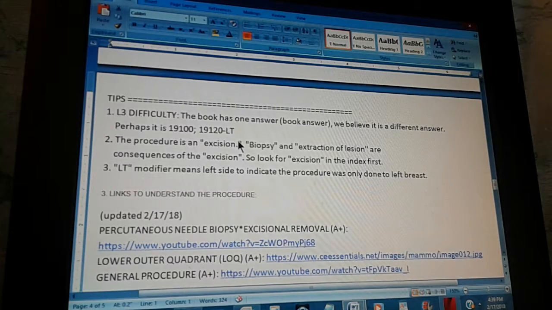So let's go to the tips. Level 3 difficulty. The book has one answer that we're calling book answer. We believe that is a different answer, perhaps it is 12100 and 12120-LT. We put it perhaps because we're not sure. We believe it's this, but we are waiting for you to correct us if we are wrong, okay? So the second one, the procedure is an excision. An excision, right? The biopsy and extraction of lesion are consequences of the excision. So look for excision, put it for excision after biopsy, right? Okay.